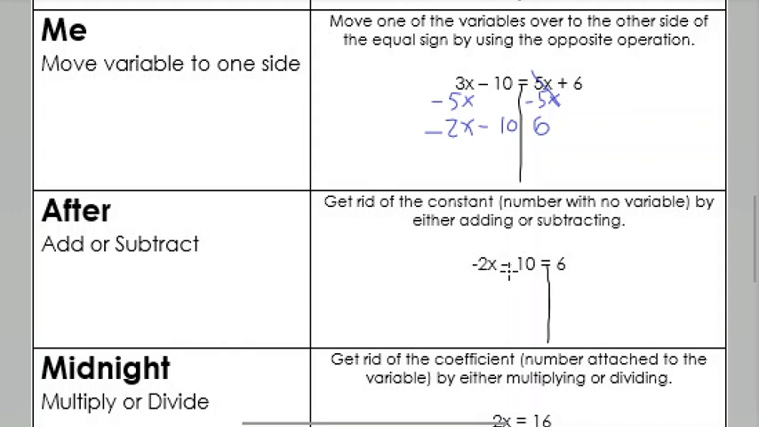So I see here this is a minus 10, so I'm going to do the opposite to get rid of it. So I'm going to do a plus 10 to get rid of it on this side and just leave me with this negative 2x. But remember, whatever I do to one side, I have to do to the other side. So I'm also going to have to do plus 10 on my other side of my equation. 6 plus 10 is 16. So the after, in don't call me after midnight, means add or subtract.